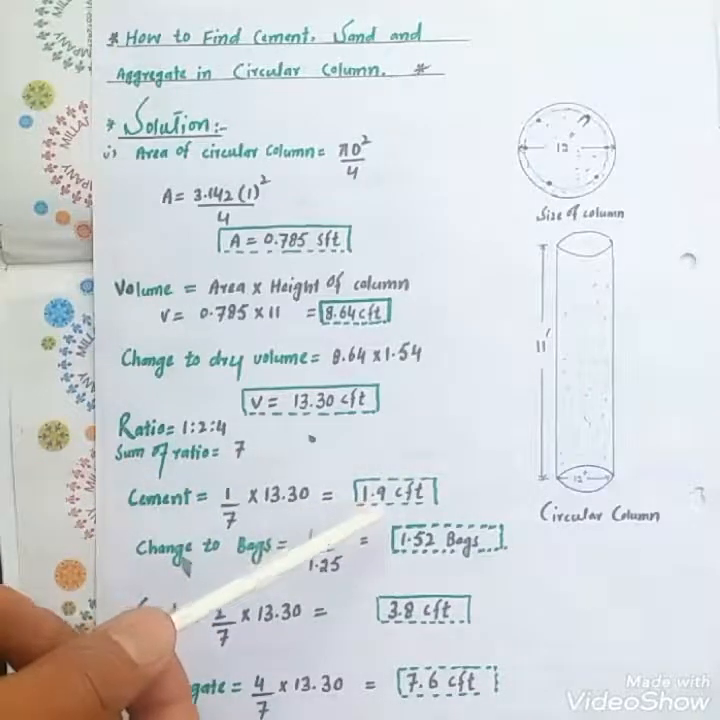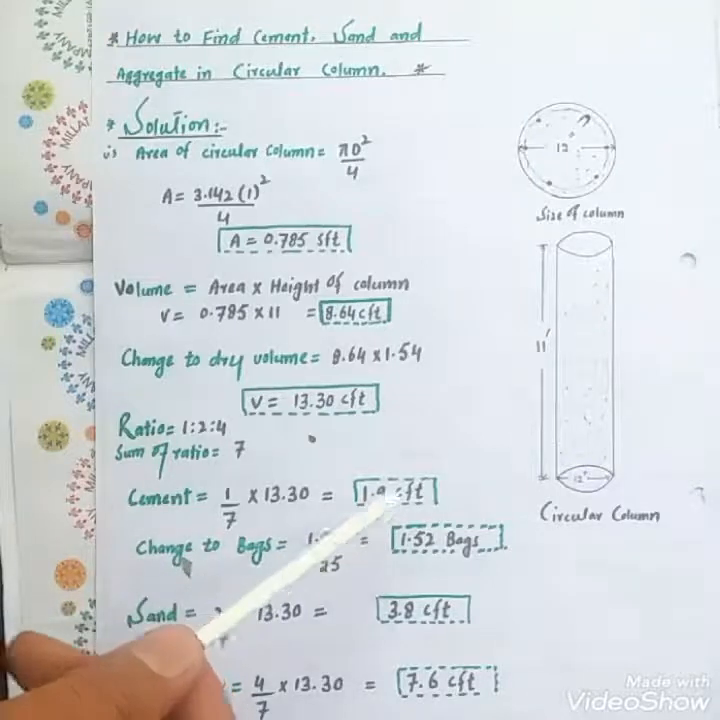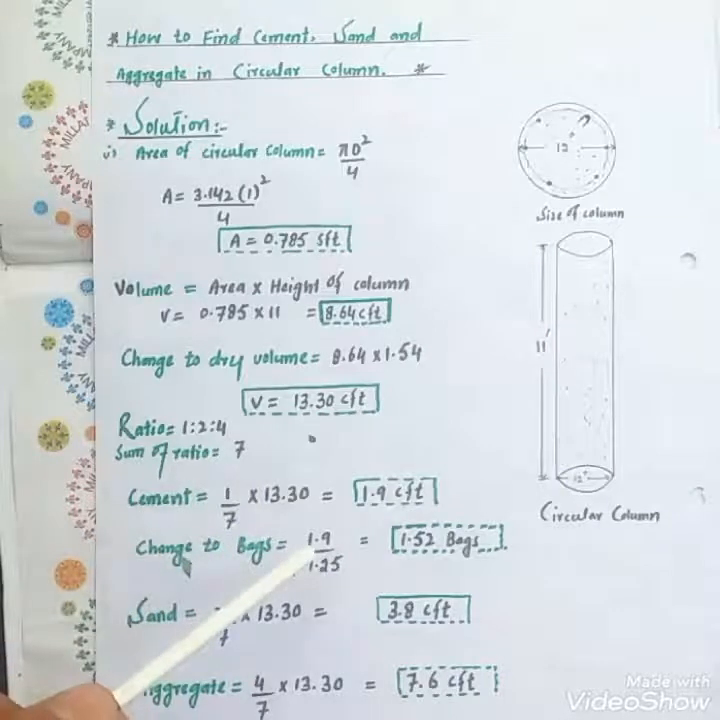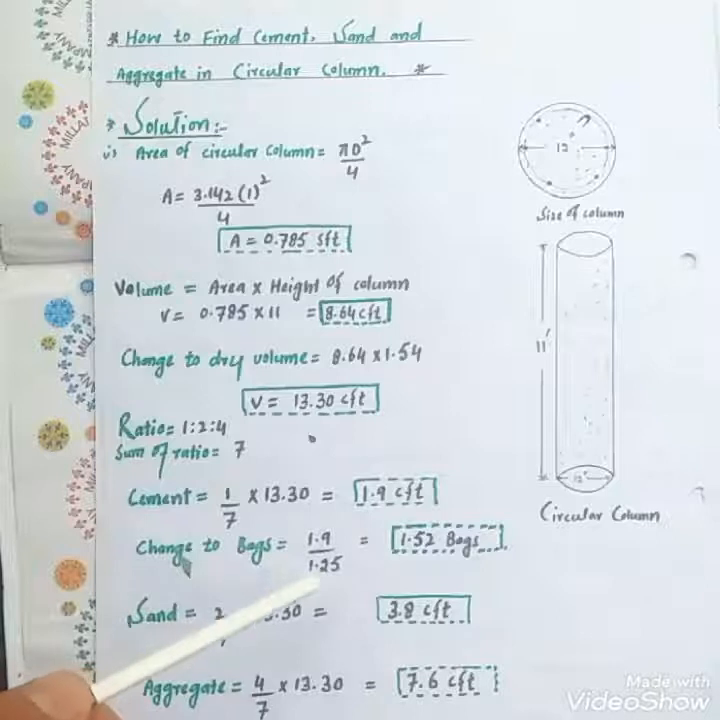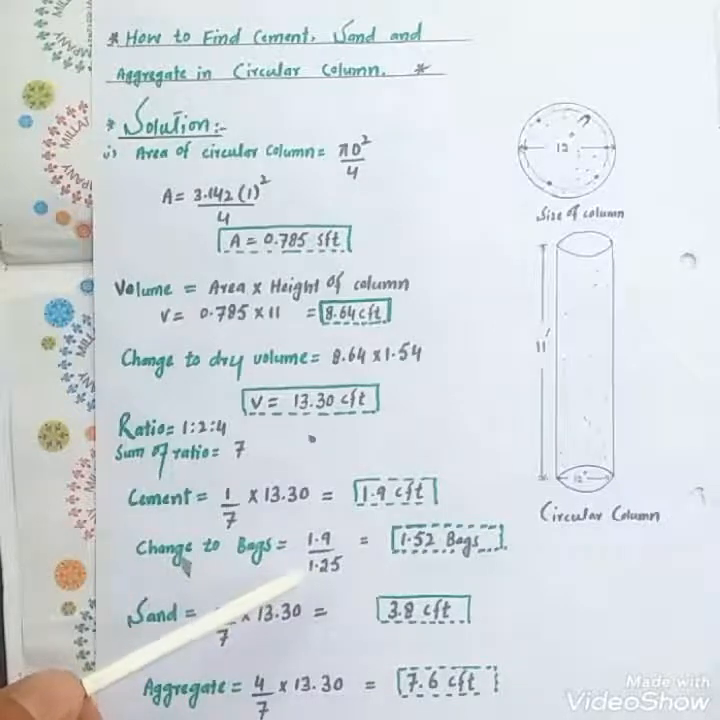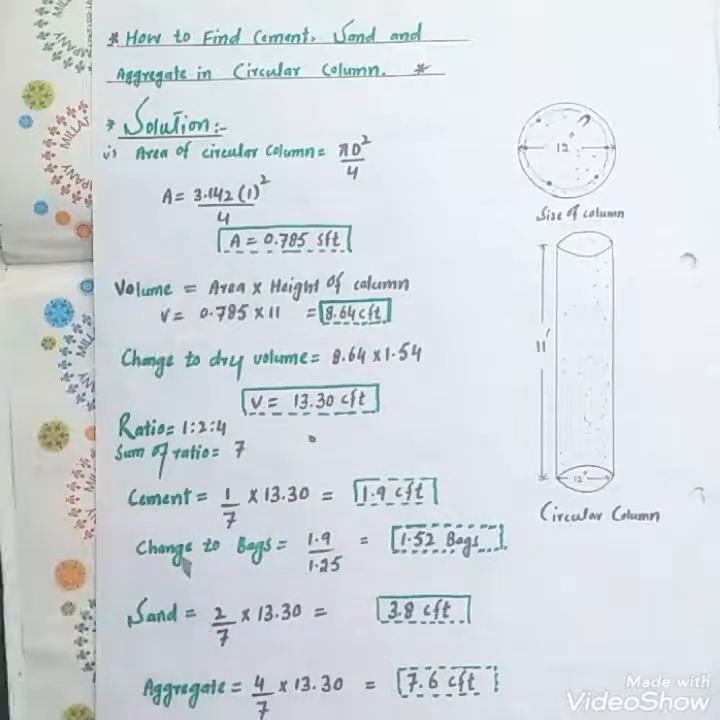This is the amount of cement in cubic feet. Now we change this volume of cement into bags. 1.9 divided by 1.25. 1.25 is the volume of a cement bag in cubic feet. The cement needed is 1.52 bags.